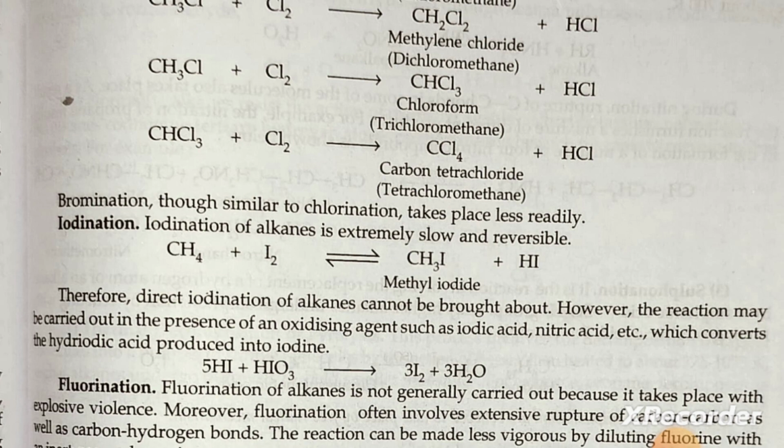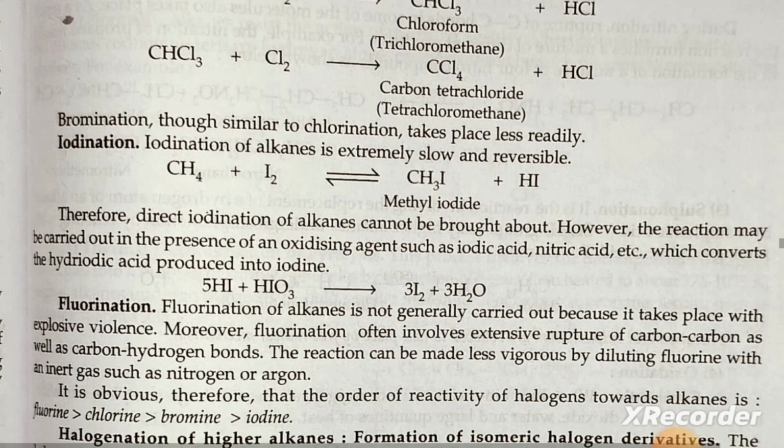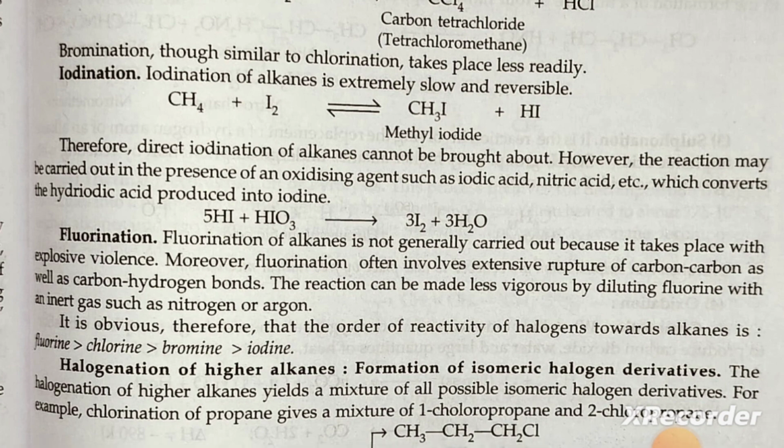Fluorination. Fluorination of alkanes is not generally carried out because it takes place with explosive violence. Moreover, fluorination often involves extensive rupture of carbon-carbon as well as carbon-hydrogen bonds. The reaction can be made less vigorous by diluting fluorine with an inert gas such as nitrogen or argon. It is obvious therefore that the order of reactivity of halogens towards alkanes is fluorine, chlorine, bromine and iodine.